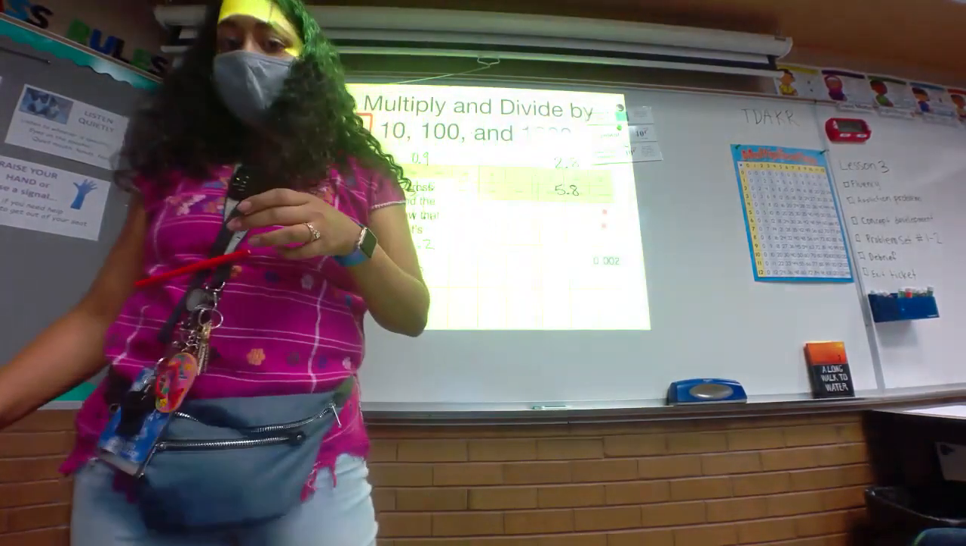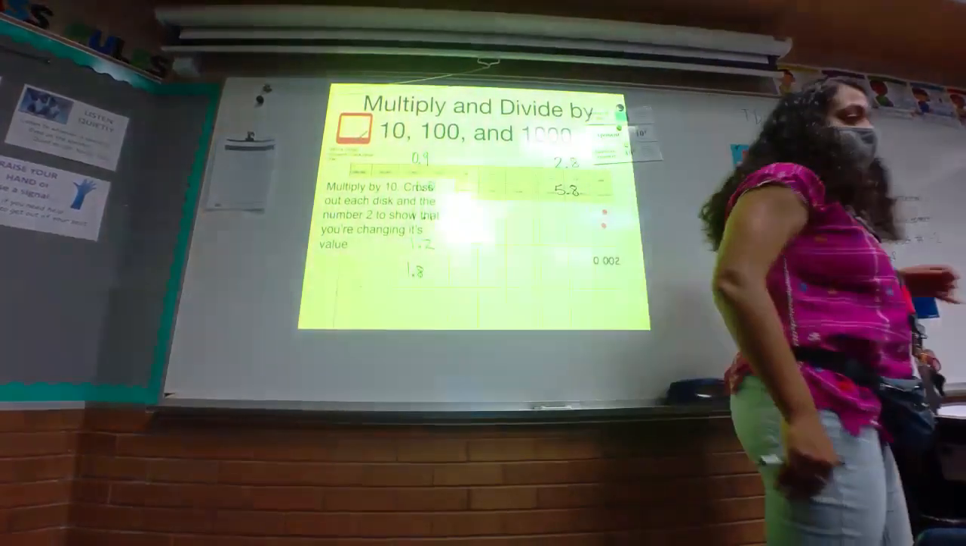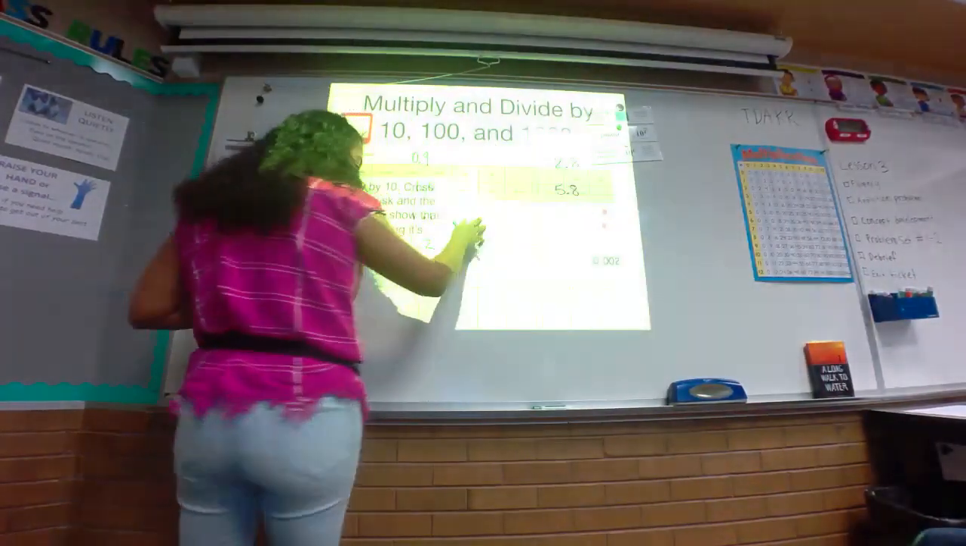Multiply and divide by 10, 100, 1,000. So now take out your place value chart that looks like this one.